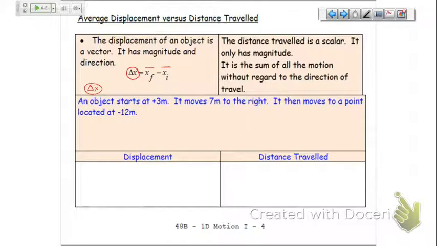Okay. Displacement of an object is a vector. That means it's got a magnitude and a direction. The distance traveled is a scalar. It only has a magnitude. We don't care which direction. You can go around corners, whatever. It is the sum of all the motion without regard to direction traveled. So here's a typical example. An object starts at +3.